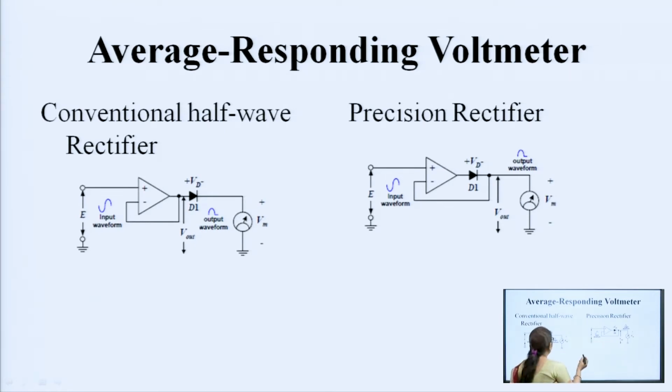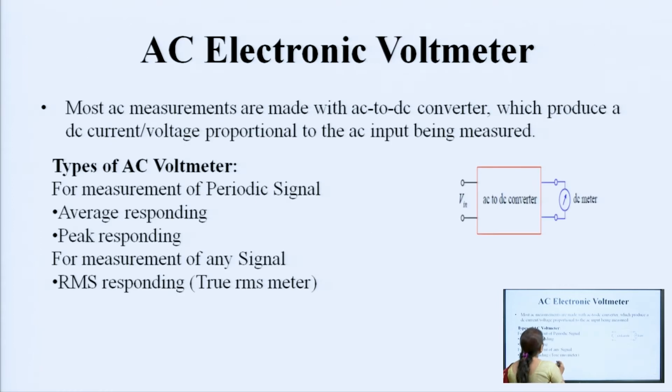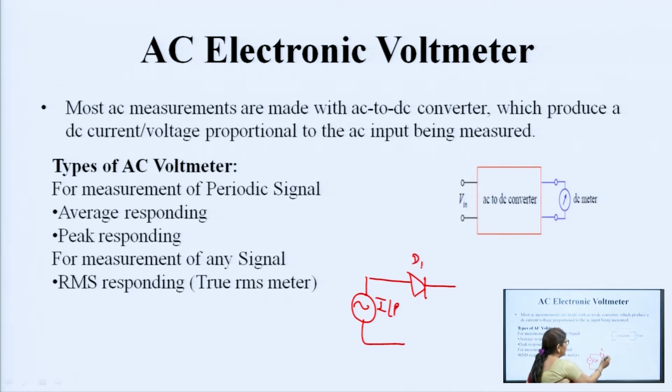So, suppose we are using a diode. Suppose we want to measure a signal. So, we have that input signal. Suppose this is the input signal whose amplitude we want to measure. Then we will connect a diode. Then we will use a PMMC instrument.